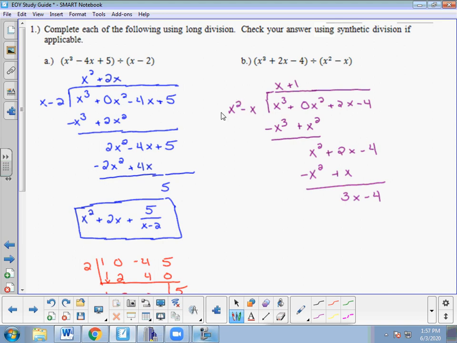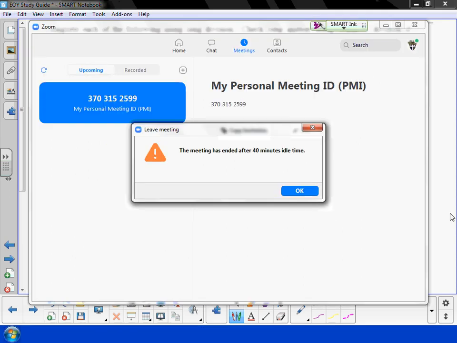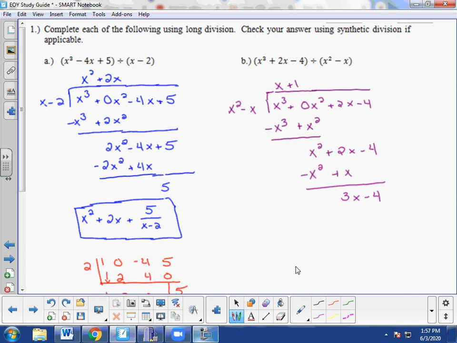Now, there is no way to multiply x squared by anything other than a fraction to give me 3x. So what I can do here is realize that 3x minus 4 is my remainder. So my solution here, my quotient, would be x plus 1 plus the remainder, 3x minus 4, over the divisor, x squared minus x.